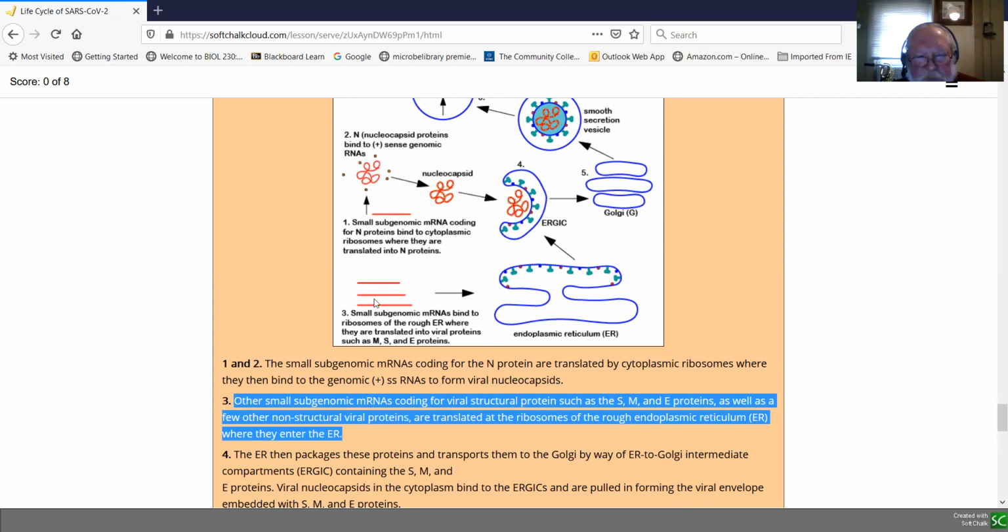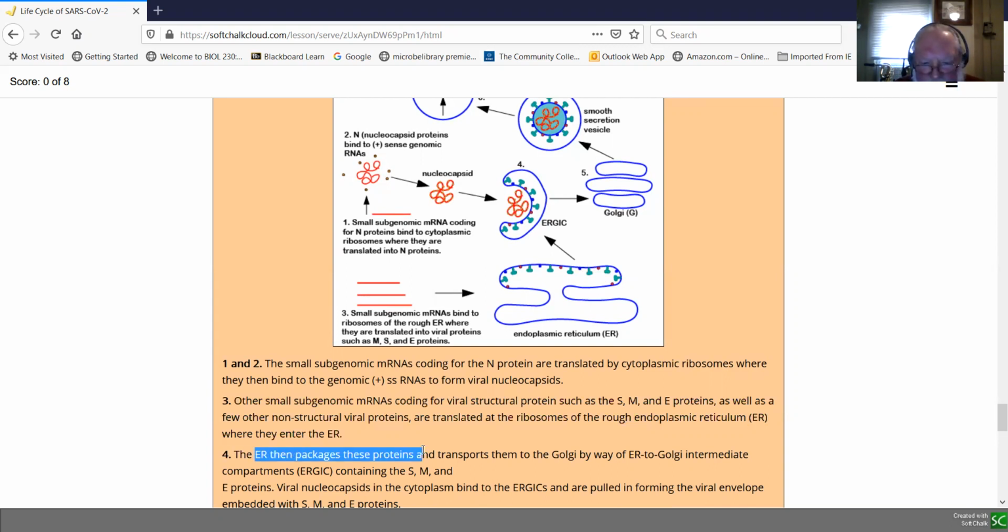So these are the small subgenomic RNAs that code for the M protein, the S protein, the E protein, the non-structural proteins. Many of these enter the endoplasmic reticulum where they become embedded. They're translated by ribosomes associated with rough endoplasmic reticulum, where they enter and become embedded inside the endoplasmic reticulum. Now, what happens next is that the endoplasmic reticulum, step 4, packages these proteins and transports them to the Golgi by way of an intermediate called the ER to Golgi intermediate compartments, or ERGIC.